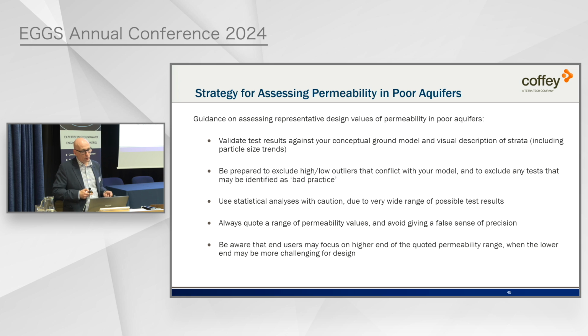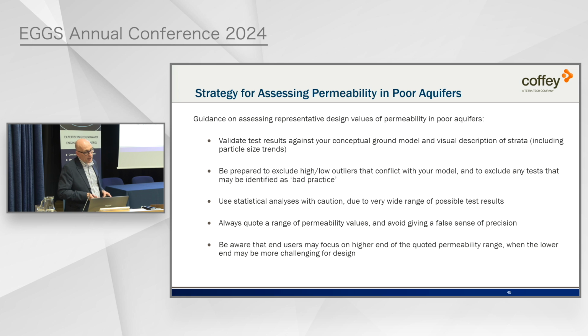It's really important to validate your test results against the conceptual ground model and the visual description of the strata, including particle size trends. A really key point is you need to be prepared to exclude high and low outliers that conflict with your model, and also to exclude any test that you identify as bad practice. It's absolutely fundamental, because if you get a test that's really badly clogged, it could be 100 times lower than the in-situ permeability, and that's massively going to skew any analysis you do.